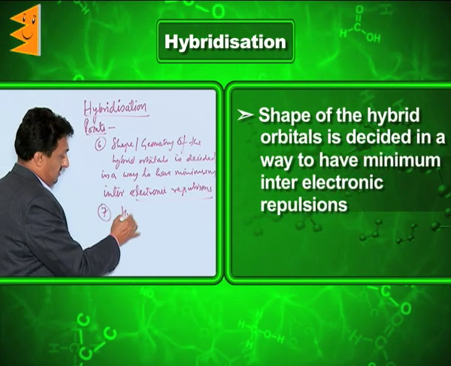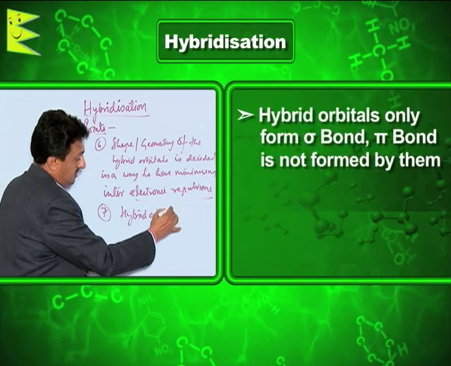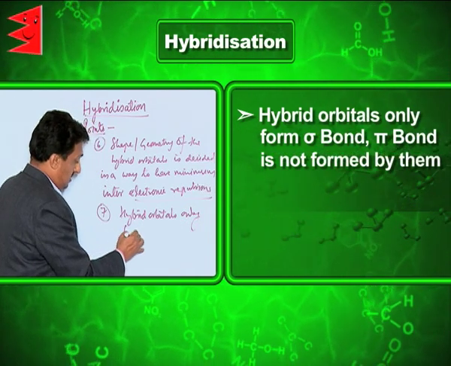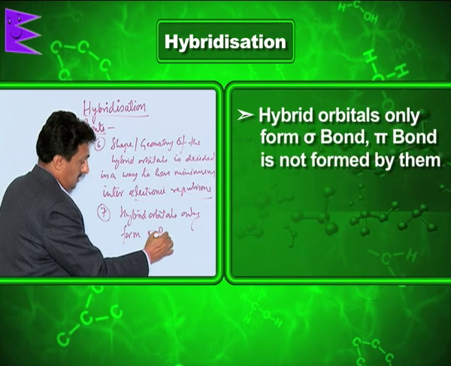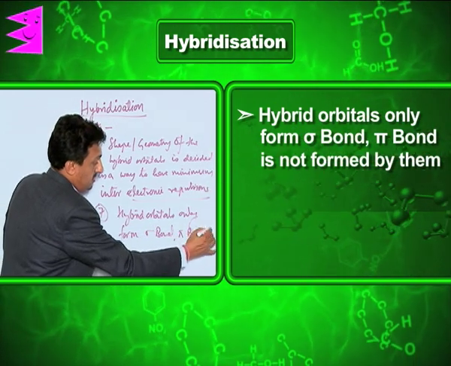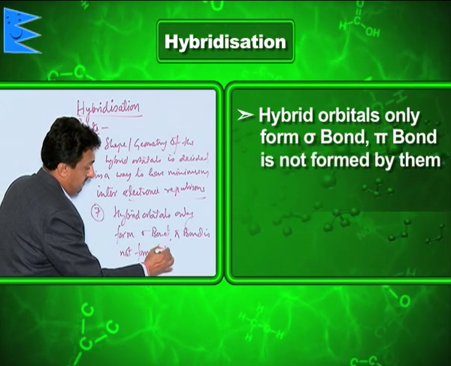Always remember, next point, hybrid orbitals only form sigma bonds. Pi bonds are not formed by them.